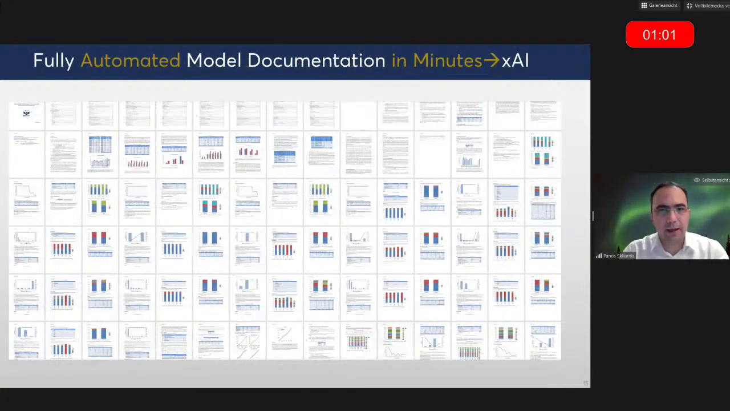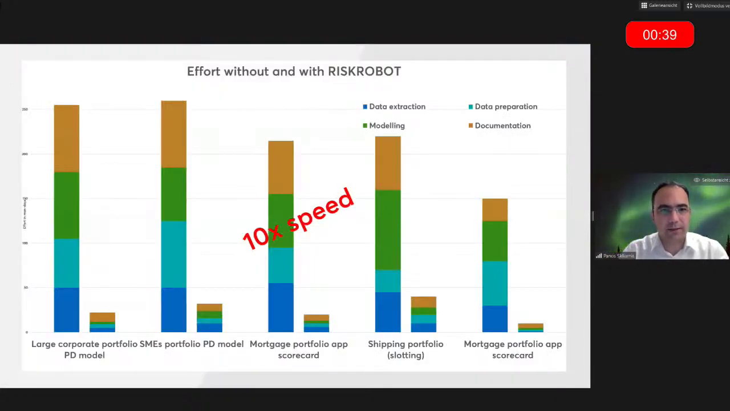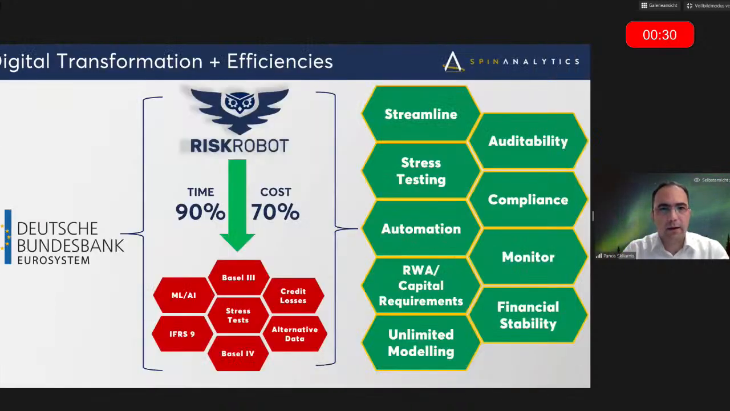We also have an explainable AI direction, since the model documentation is exported by the software in a couple of minutes. It's usually a document of more than 300 pages, which the banks we work with use for regulators like the ECB and the Bundesbank, so you can analyze the model and how it was developed. We have tested that in multiple jurisdictions with multiple portfolios and multiple kinds of modeling, and it always works and is consistent. Risk Robot can be combined with your team to create unlimited stress testing, streamlining, auditability, compliance, and monitoring. So you can check what's going on in the banking sector and understand how the economy will react.